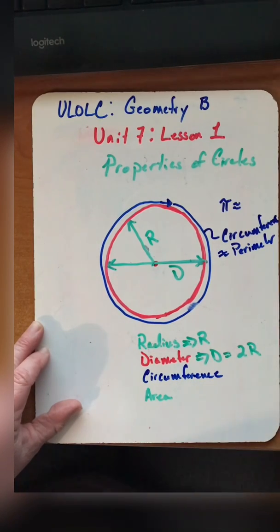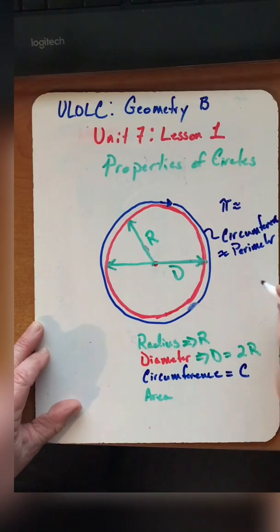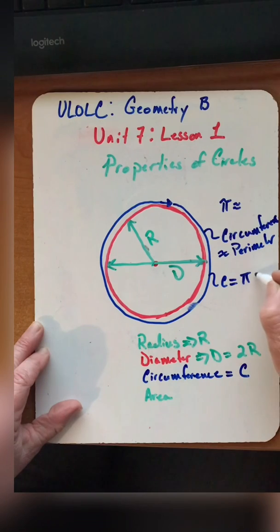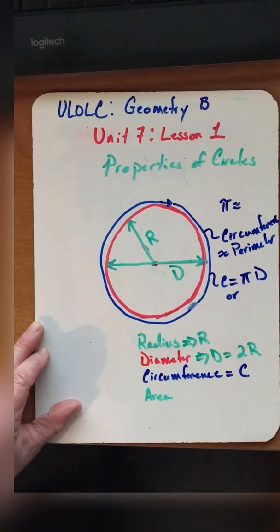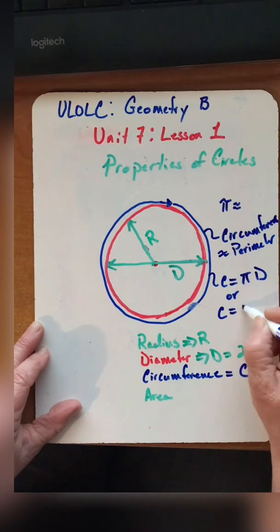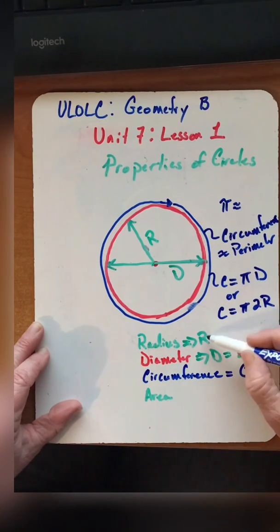Okay, and there's a formula for circumference. I'm going to call circumference a big C down here, and the circumference is always pi times the diameter. Or, say you're given the radius, you could just do pi times 2 times the radius, because I told you that the diameter is 2 radiuses.